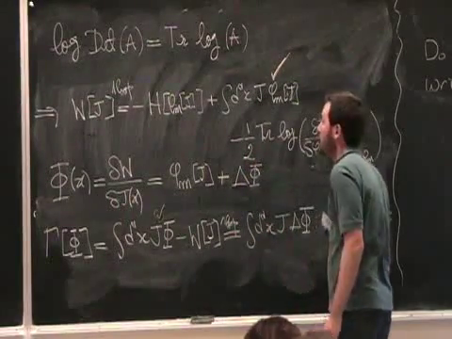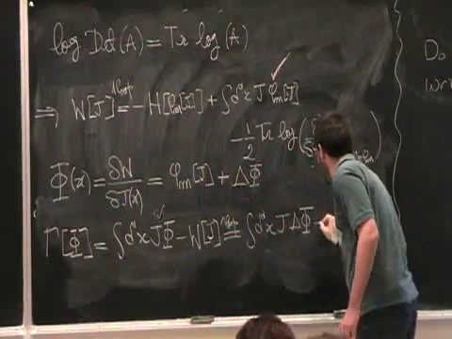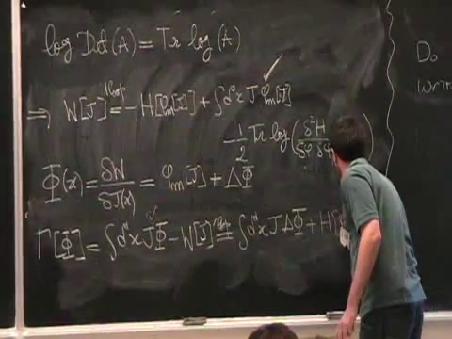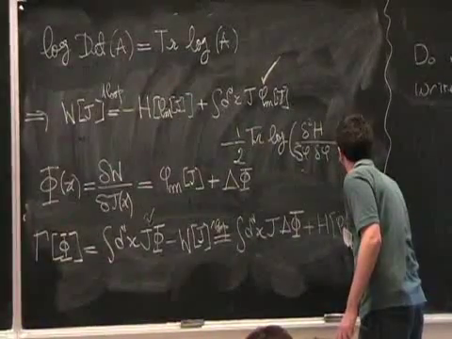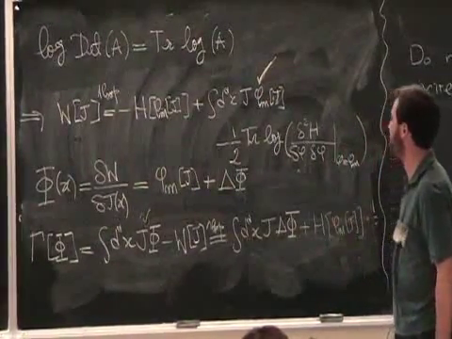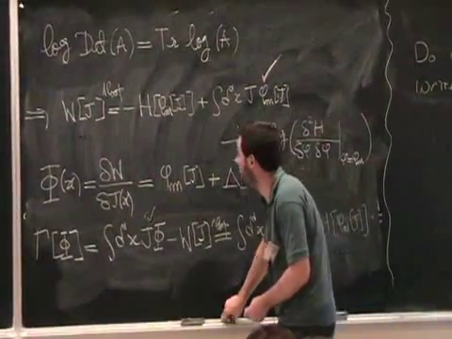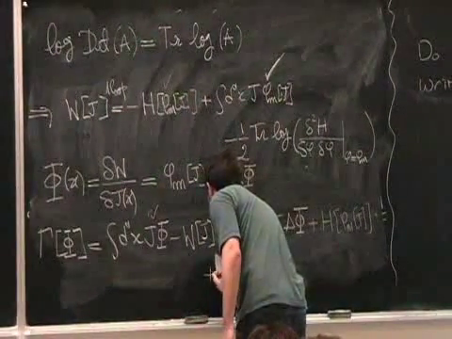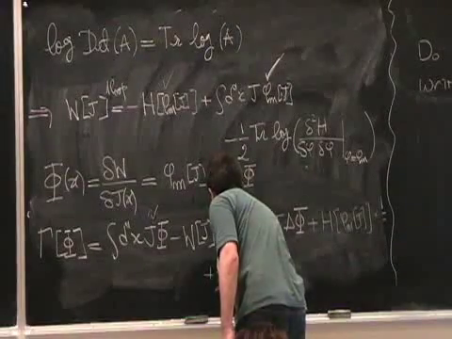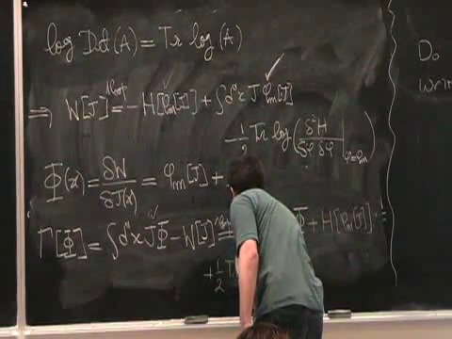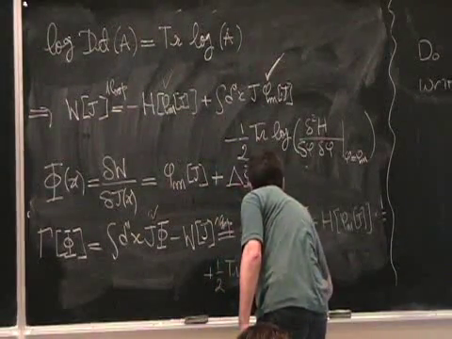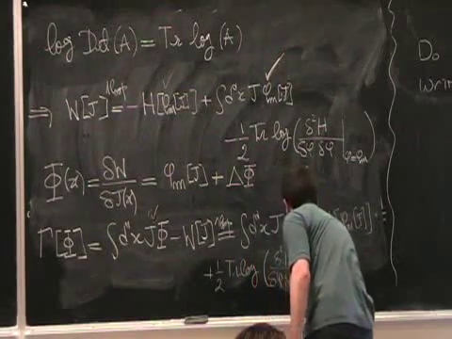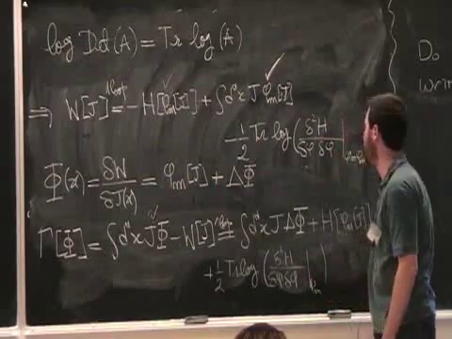So this term, for the moment, I only write it with a minus sign. So this term is done. And there is the one loop term, plus 1/2 trace of logarithm of the second derivative of h.